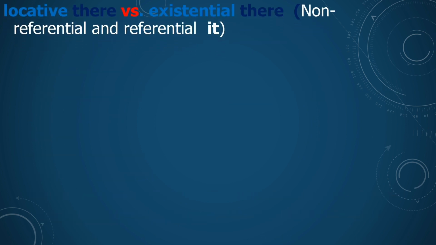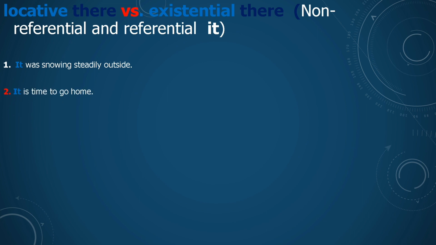We have locative there and existential there, non-referential and referential it. So locative is a word derived from the word location. If this there, the there that plays the role of the subject, refers to a place, we call this there a locative there. Otherwise we call it existential there. The first example, it was snowing steadily outside. This it doesn't refer to anything? Of course not. So it is a non-referential it.